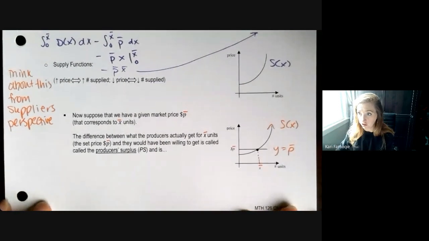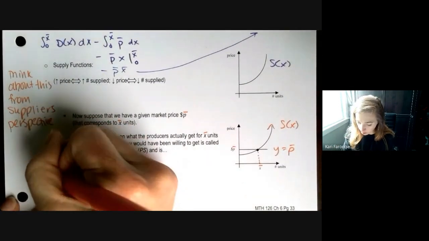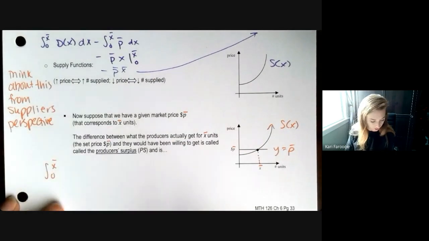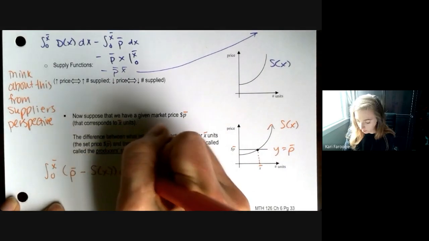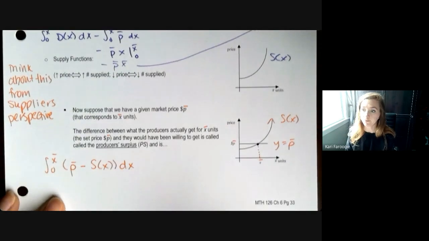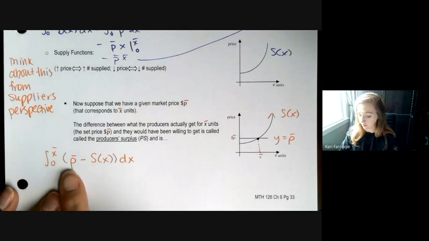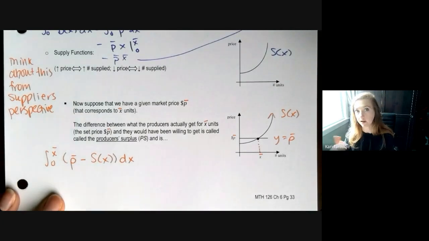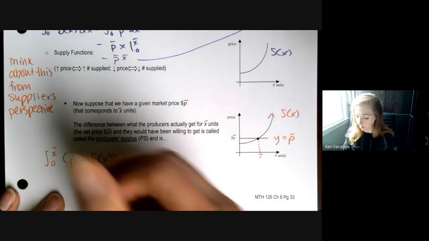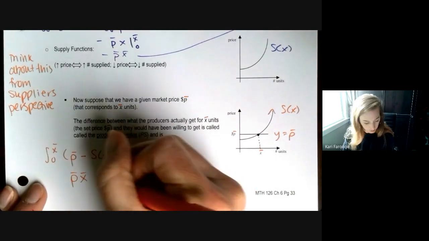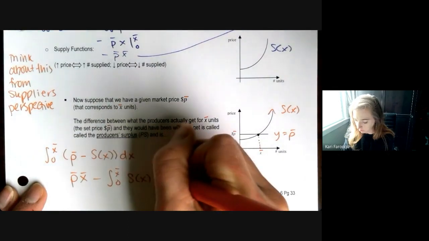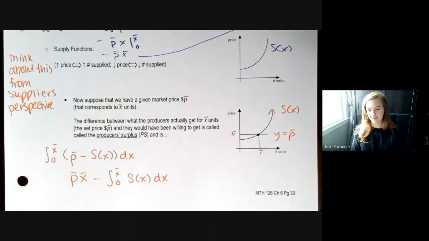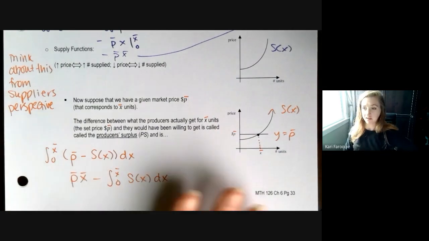So the equation here is kind of similar to what we saw before. This time you're going from 0 to X bar, and you're taking P bar minus your supply curve function. And again, if you integrate this, it's a constant. You integrate it with respect to X, and you use the FTC, you're going to get P bar X bar. So you're going to get P bar X bar minus the integral from 0 to X bar of S of X dx. S of X, a hard one to say.